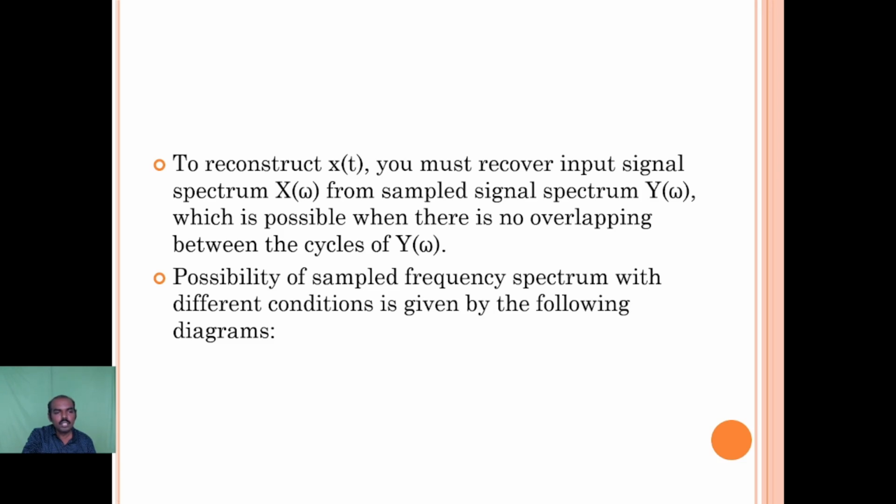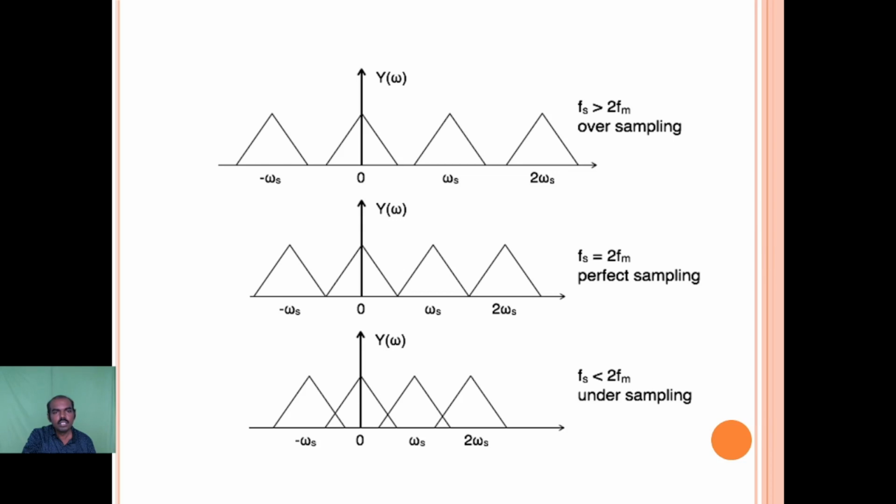Next, the possibility of the sampled signal frequency spectrum with different conditions is given by the following diagrams. Here, as we already said, we used three conditions: Fs greater than 2Fm, Fs equal to 2Fm, Fs less than 2Fm. So Fs greater than 2Fm is the sampling theorem condition. Here, in the first diagram, this Y of omega represents the output of the sampled signal in the frequency domain.